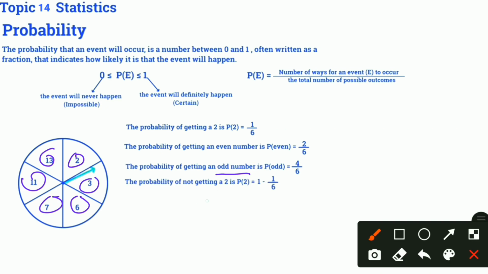The probability of not getting a 2: not getting a 2 means 5 upon 6. These are not 2, so 5 upon 6. This is 2, so we are not counting this.